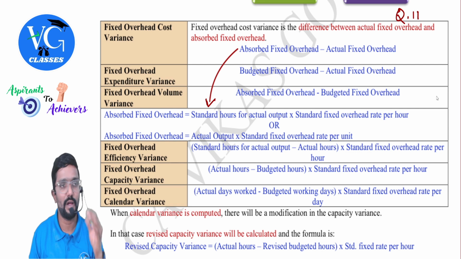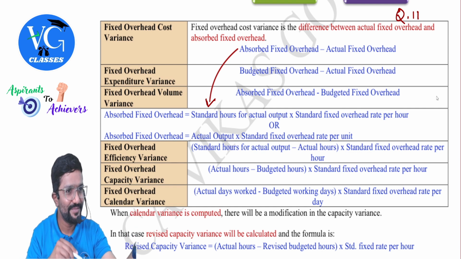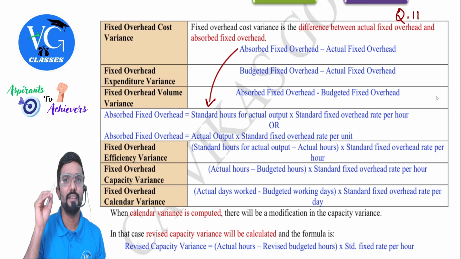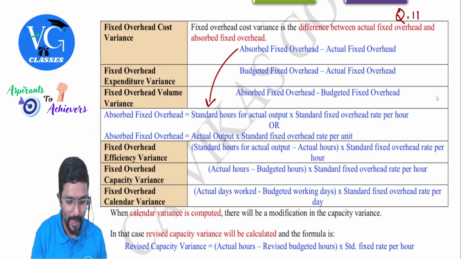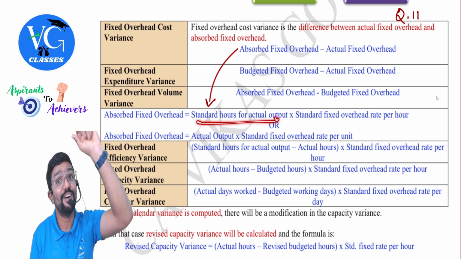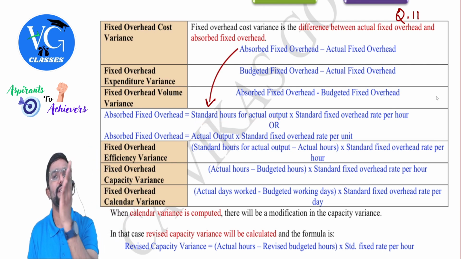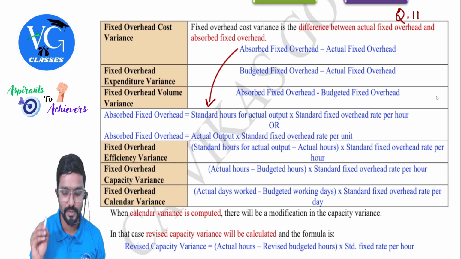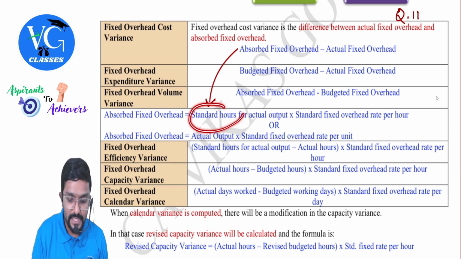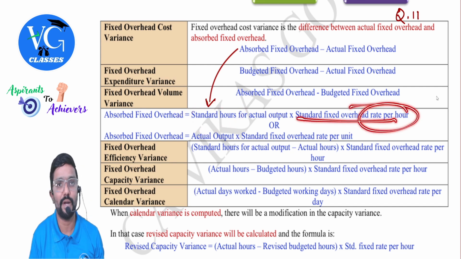You can also write the RMR. Absorbed fixed overhead is equal to standard hours for actual output. How do we get standard hours? Budgeted hours divided by budgeted output into actual output. Standard hours for actual output into standard fixed overhead rate per hour.